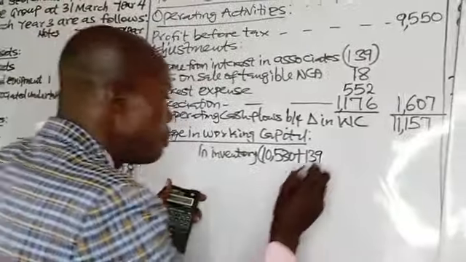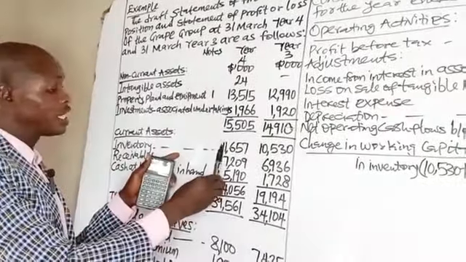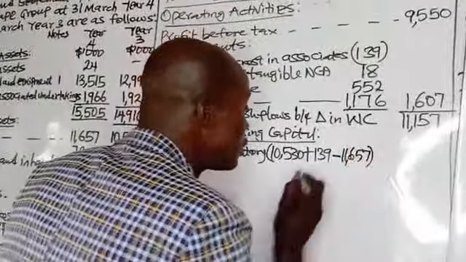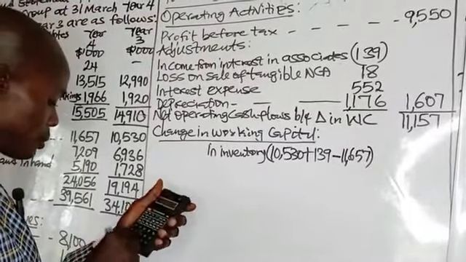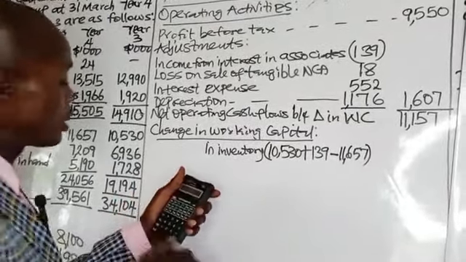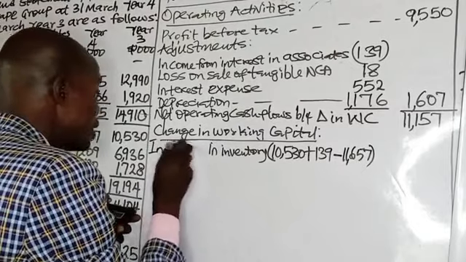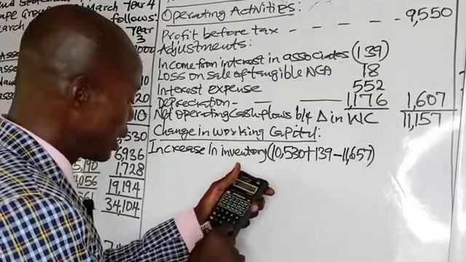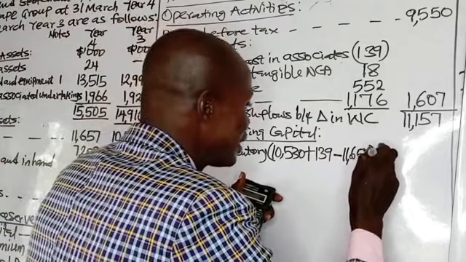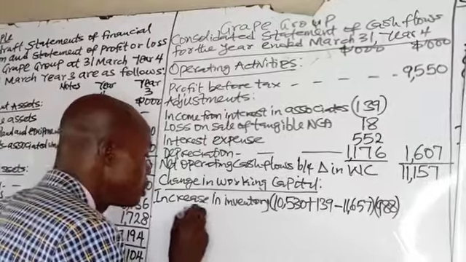If you add this and subtract the closing balance, the inventory for year 4, which is 11,657, minus 10,530 plus 139, we have 10,669, and the closing balance is still greater. That means we have an increase in inventory. So if you subtract, you have minus 988. Increase is minus. After inventory, we have receivables.